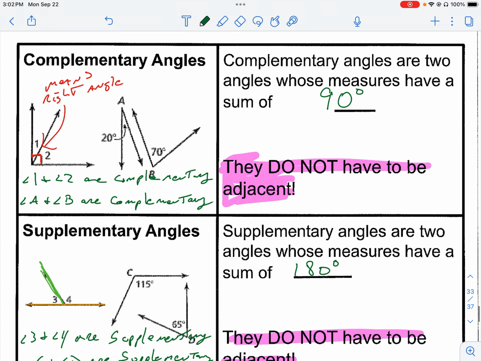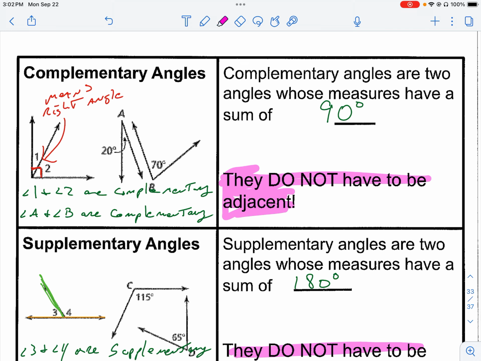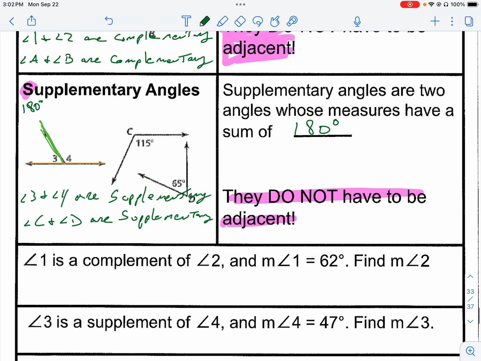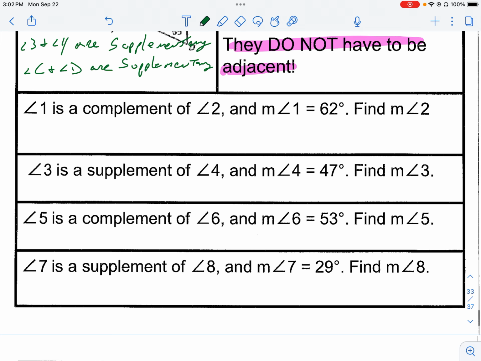And the way I remember it, C comes before S in the alphabet, and 90 comes before 180 when I'm counting on the number line. So complementary 90, supplementary 180. So let's do a couple examples and see how it's going to work for us.